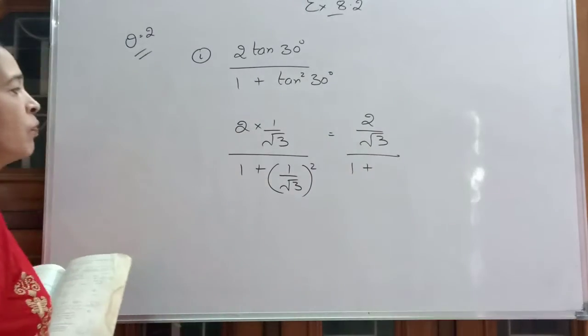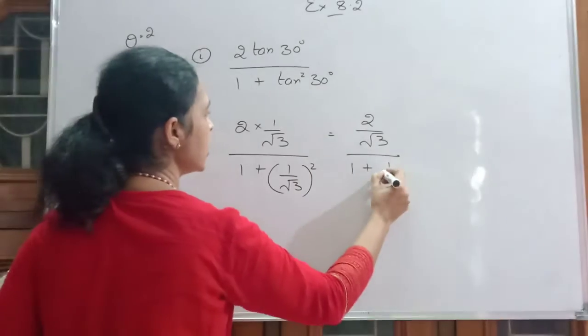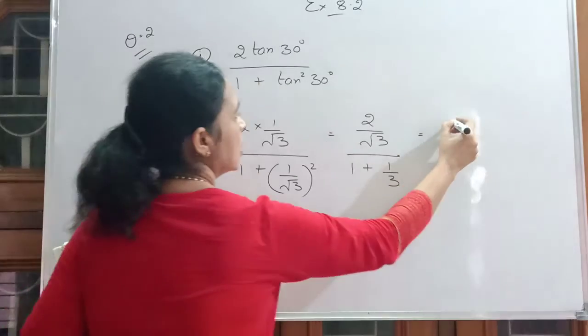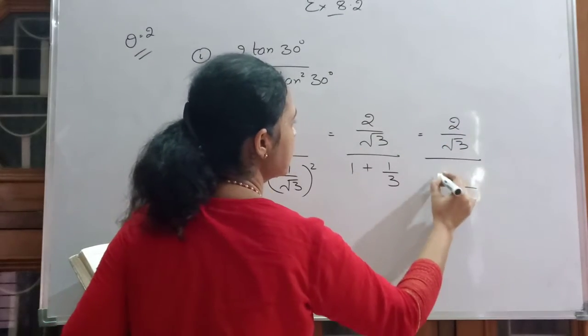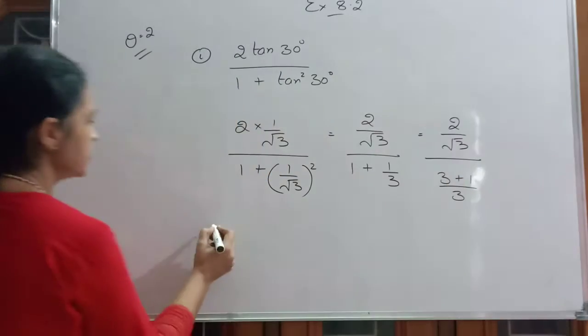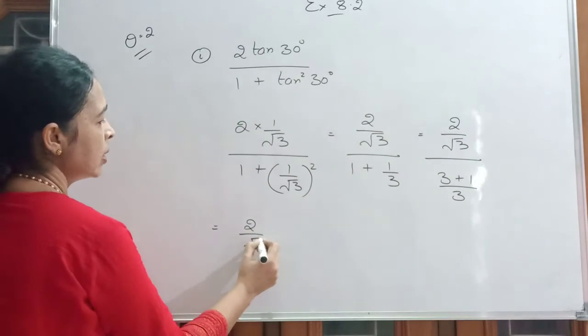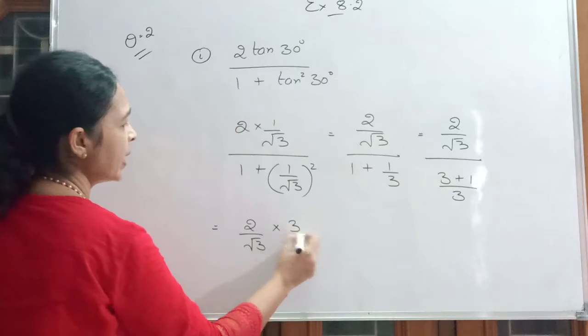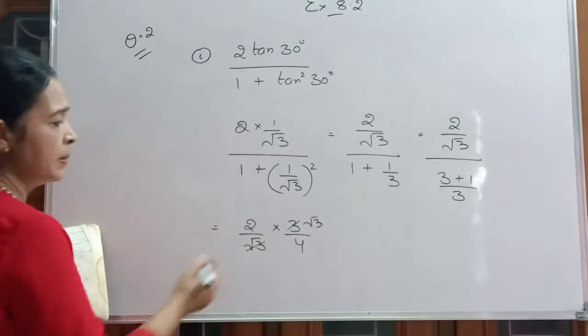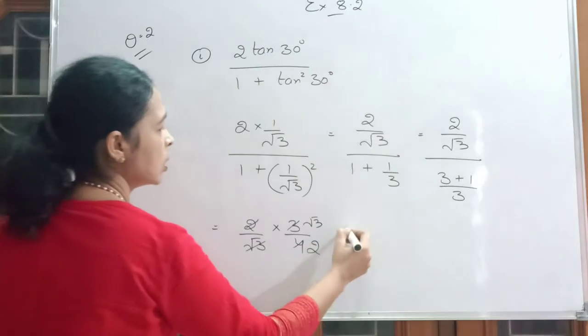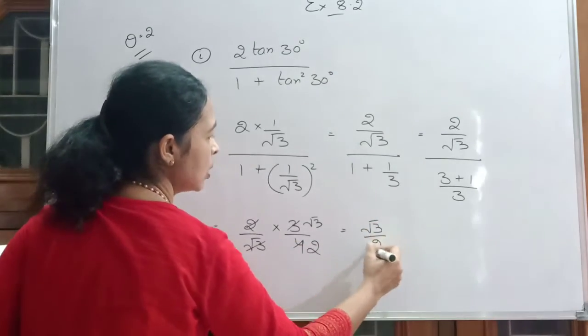What is the square of 1? 1, and square of root 3 is 3. You will get 2 by root 3 upon 3 will be the LCM, 3 plus 1. 2 by root 3 into 3 by 4. Root 3 and root 3 get cancelled. 2 2s are 4. Root 3 by 2.